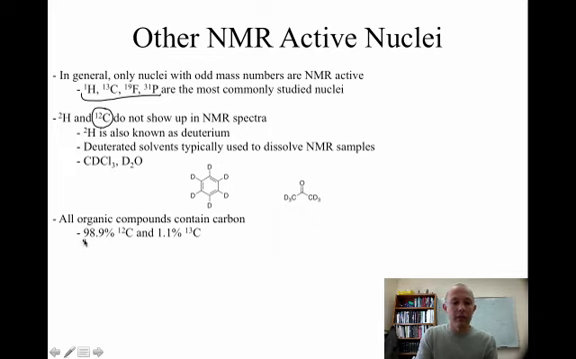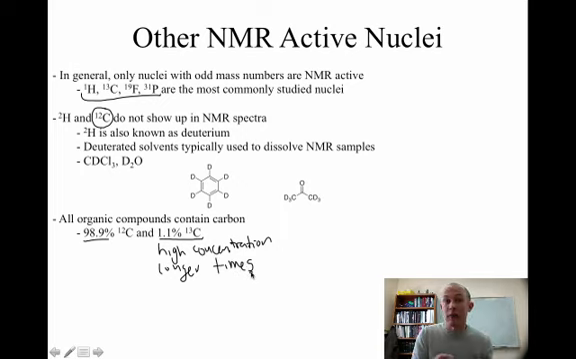The problem is that pretty much 99% of naturally occurring carbon atoms are the C12 isotope, and only 1% are C13. So the problem with carbon NMR is that there's a low relative abundance of carbon-13, so we need high concentrations, or we need longer experiment times to get decent resolution because there's not as much carbon-13 naturally occurring in the molecules.